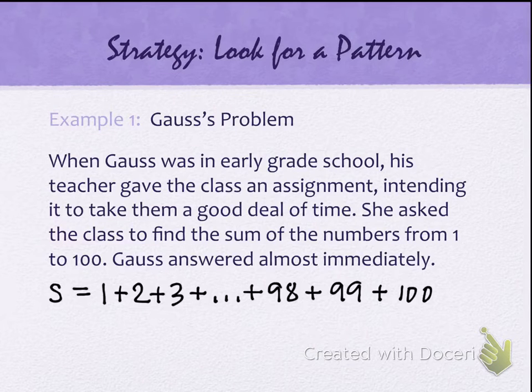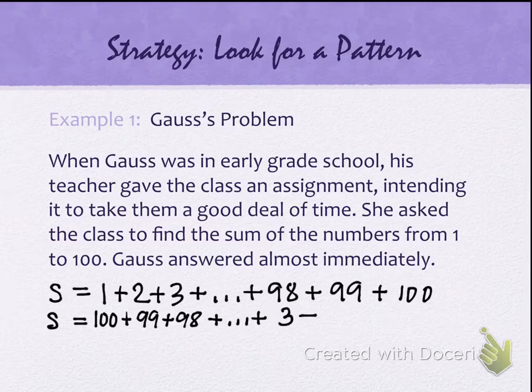Maybe not in this visual, but this is what she wanted, right? So here's what Gauss did. He took the numbers and he said, well, let's just reverse the order and see what happens. So I'm going to write the same statement down underneath this one, but in reverse order. So it's still S. It's just that I'm starting out with 100, and then 99, and then 98. And eventually when I do my dot, dot, dot, I have 3, 2, and 1.